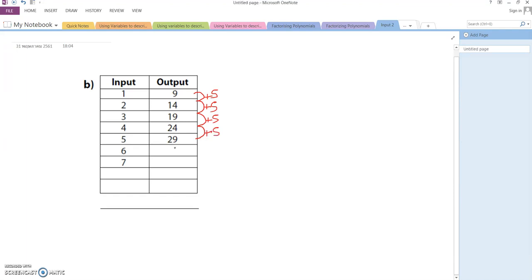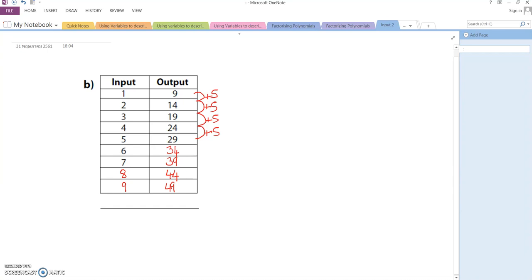So what will the next output be? 29 plus 5 would give us 34. 34 plus 5 would give us 39. Now we got here input 7. Let us fill it up with 8 and 9. 8 is here and 9 is here, which is next to 7. So 39 plus 5 would give us 44. 44 plus 5 would give us 49. So we have filled up the output table.